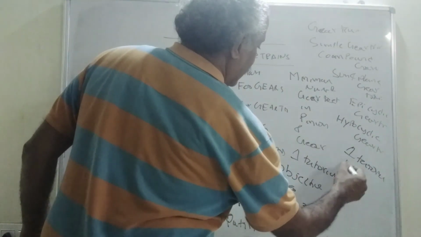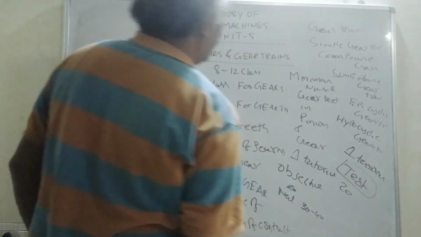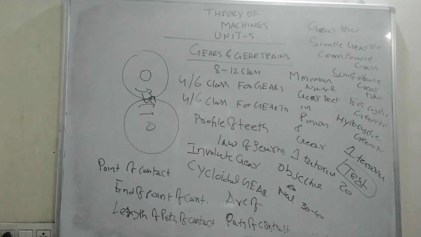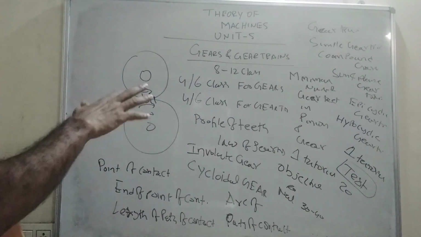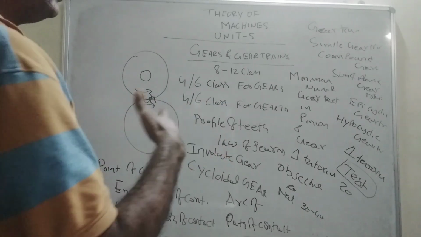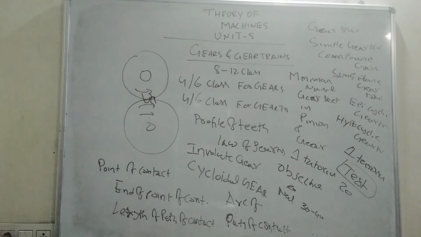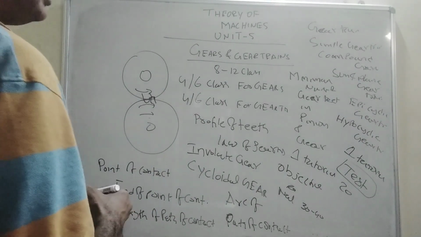One class you can conduct a test of 20 marks. You'll give 2 problems, one from gears and one from gear trains, and students can be given some choice also. Students will understand the different types of problems in writing the test. This is how you can manage unit 5 by conducting a test and one class of objective questions.